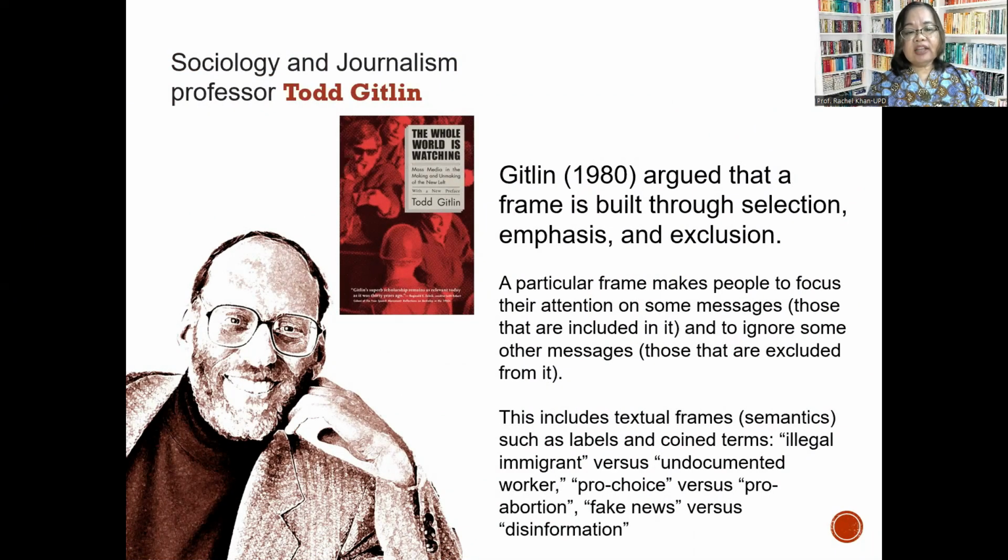On the other hand, sociologist and journalist Professor Todd Gitlin argues that a frame is built through selection, emphasis, and exclusion. In his book, The Whole World Is Watching, he discusses how a particular frame makes people focus their attention on some messages, that is, those that are included in it, and ignore some other messages, those that are excluded from it. These include textual frames or semantics, such as labels and coined terms: illegal immigrant versus undocumented worker, pro-choice versus pro-abortion, fake news versus disinformation. Depending on the text chosen, one can see how one wants to frame the idea, person, or event.